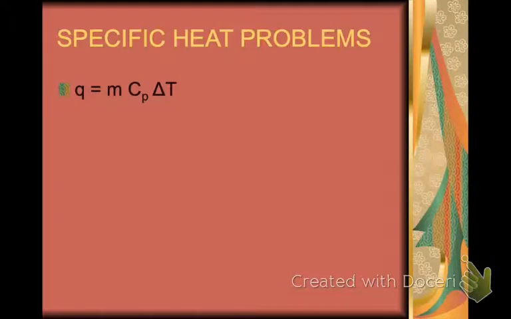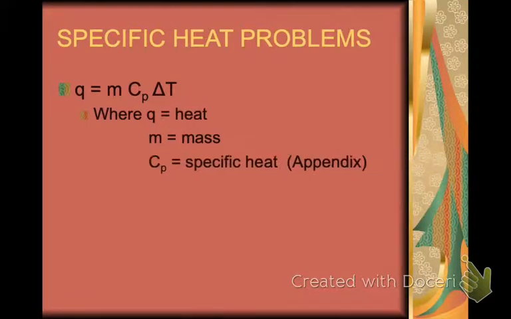So let's take a look at this equation. First, we know that Q is going to be looking at the heat absorbed or released in the reaction. That's what we're solving for. M is mass, in grams. It always is in grams. C sub P is the specific heat. And I have in parentheses there "appendix."